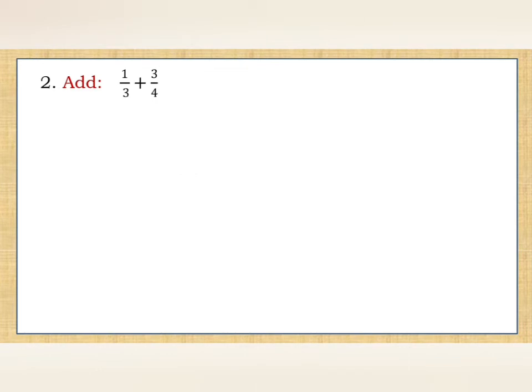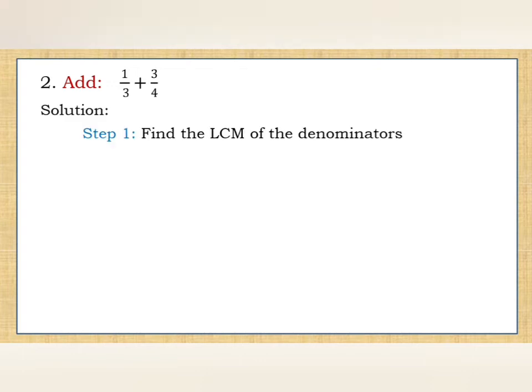Next example, add 1 by 3 with 3 by 4. See here, these two fractions are unlike fractions. We are going to learn how to add two unlike fractions. For this, first we have to find the LCM of the denominators. Here the denominators are 3 and 4. So the LCM of 3 and 4 is 12. Next we are going to convert both fractions into equivalent fractions with the LCM as the denominator.